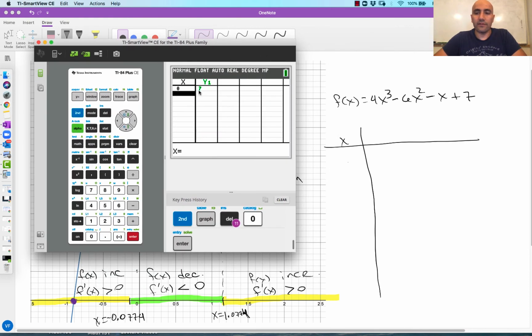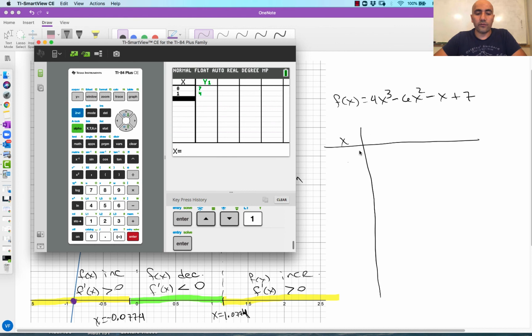See, we get a 7. On the other hand, if I plug in a 1, that should be another easy one. 1 there, 1 there, 1 there. I should get 4 minus 6, that's negative 2, minus 1, that's negative 3, plus 7, that should be positive 4. Okay. And there, it calculates it and gives me a 4.